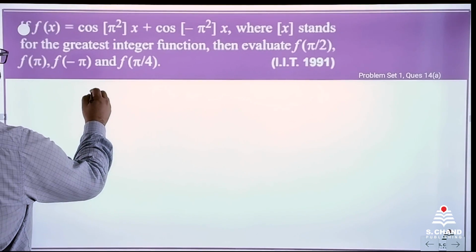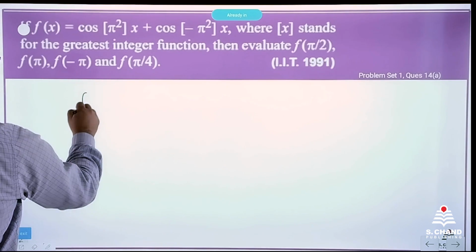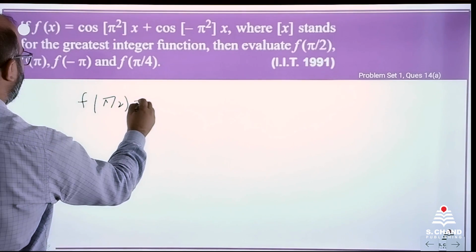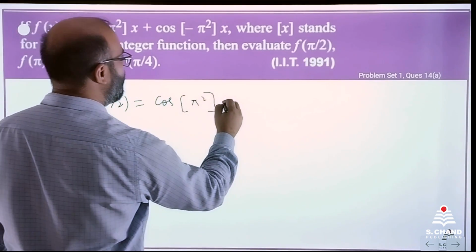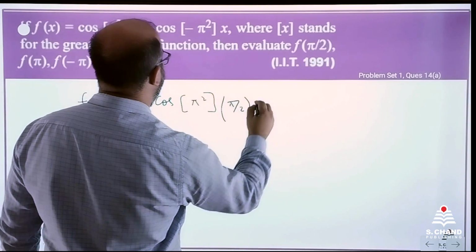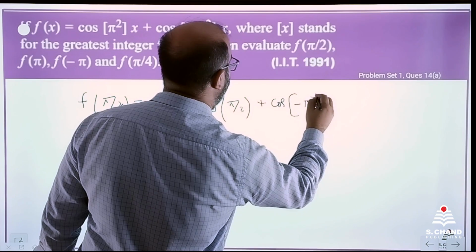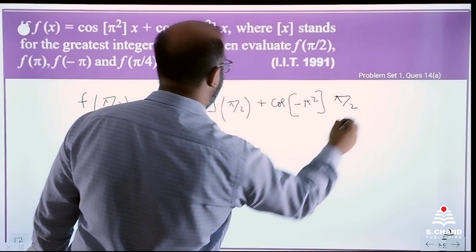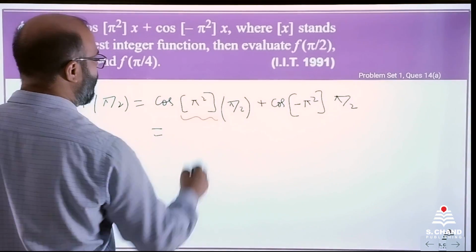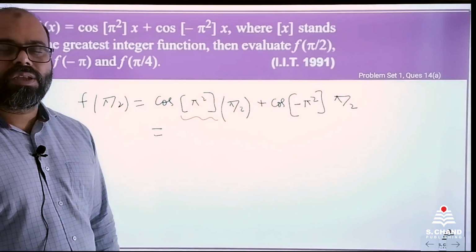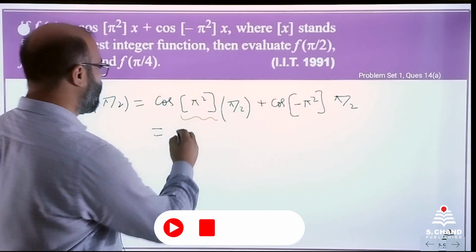So let us start with f of pi by 2. What will happen? This will become cos of pi square greatest integer pi by 2 plus cos of minus pi square, this is also greatest integer pi by 2. So in all the cases you have to find here the greatest integer of pi square. What is the greatest integer of pi square? Since it is a value 3.14 square, which is 9 point something, so this you can say is 9.